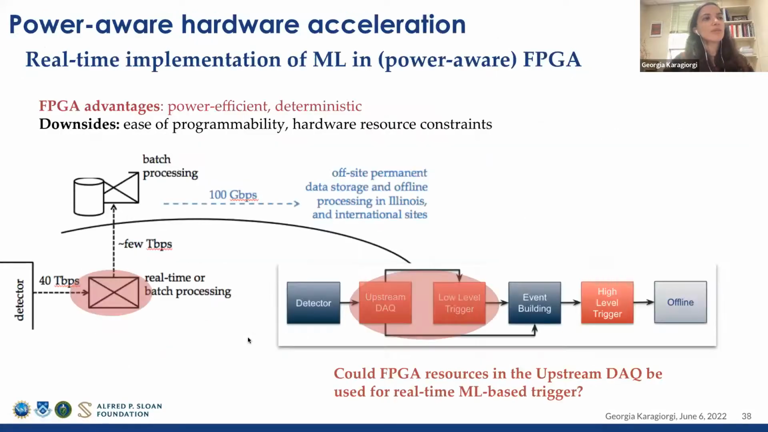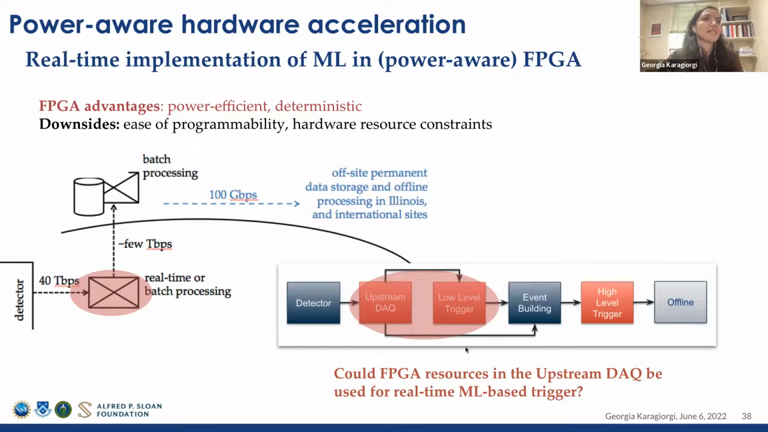So the next question then was computational efficiency. And so for that, we turned toward power-aware hardware acceleration that involves the real-time implementation of machine learning algorithms in power-aware FPGA devices. So DUNE employs, as part of its low-level trigger processing, FPGA resources, in particular in the upstream DAQ. And so the question is, can we use some of these FPGA resources for real-time ML-based triggering?